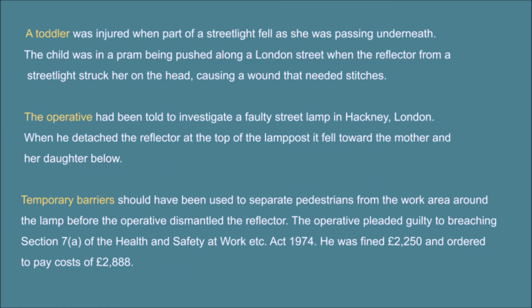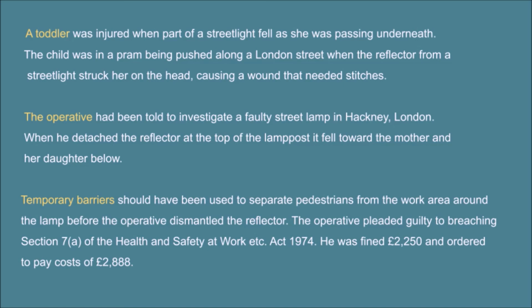A toddler was injured when part of a street light fell as she was passing underneath. The child was in a pram being pushed along a London street when the reflector from a street light struck her on the head, causing a wound that needed stitches.